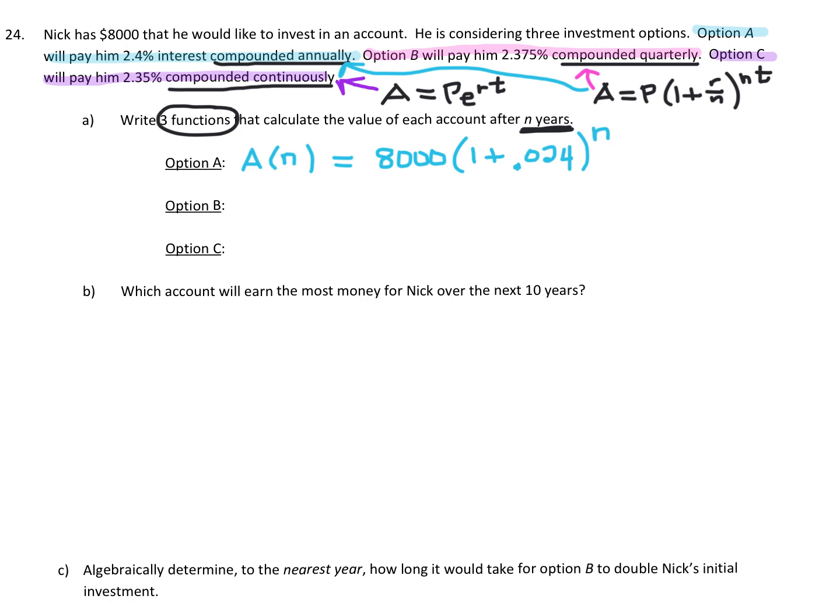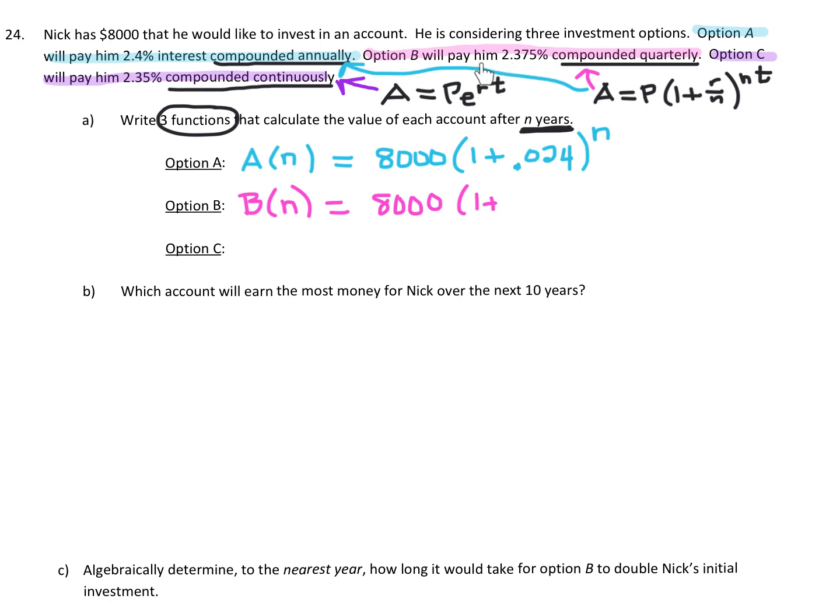Okay, now option B. This also is going to use our compound interest formula, but this time it's compounded quarterly. All right, I'm going to write B of n. We'll make option B be B of n. And again, because it's a function, you can't just write B equals. A function needs B in terms of whatever variable we're taking a look at here. All right, so again, the initial amount is going to be 8,000.